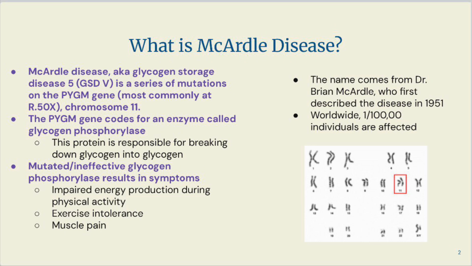The PYGM gene codes for an enzyme called glycogen phosphorylase. This protein is responsible for breaking down glycogen into glucose in your muscles during exercise. Mutated or ineffective copies of glycogen phosphorylase can result in a variety of symptoms. Some of these include impaired energy production during physical activity, exercise intolerance, and muscle pain.